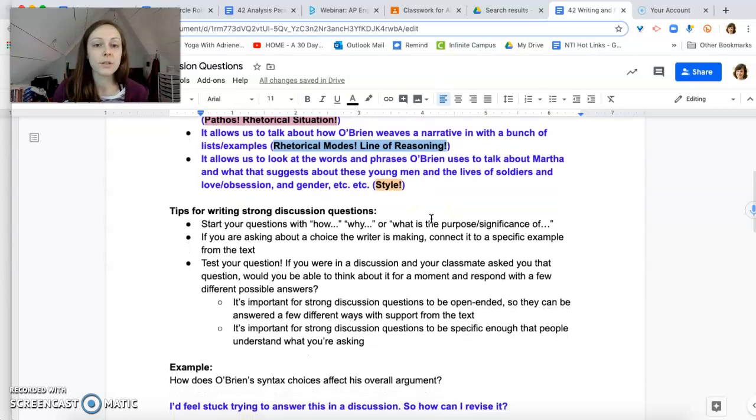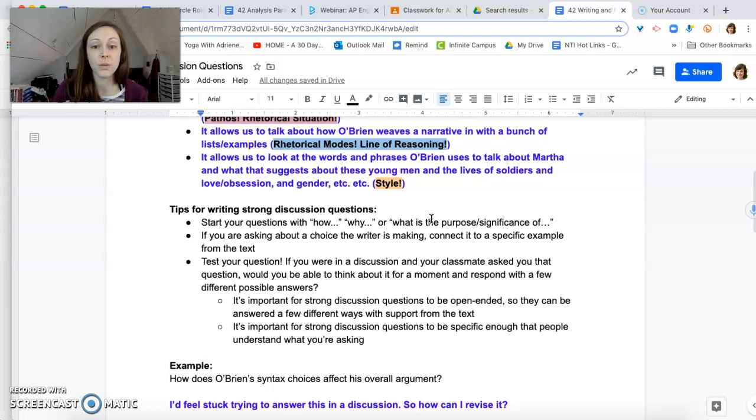And it also allows us to look at word choice. When we think about the Martha story, if that's like a weird thing that stands out to us, like I don't know why he would write it that way, then we can zoom in and look at the word choices, the phrases that he uses to describe her, and then that kind of connects back to the style lens as well.